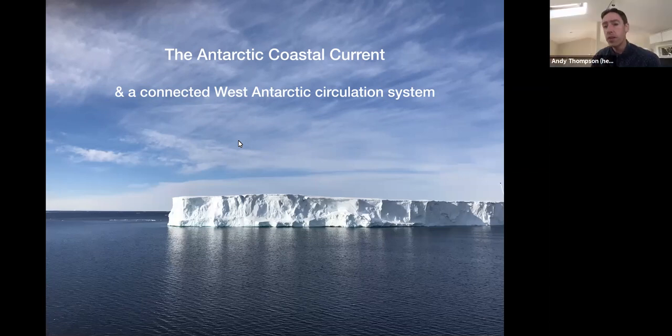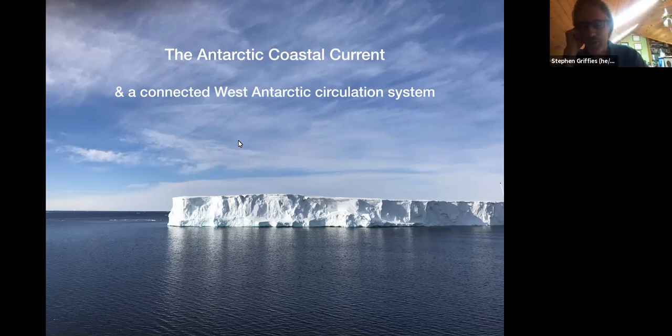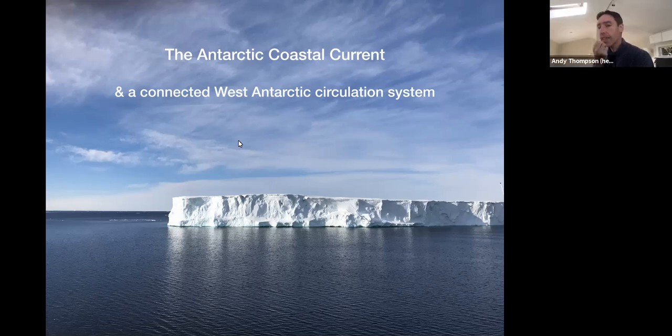Not the coastal current, but the slope current. I'm sorry, I was thinking you meant upstream. Okay, upstream. Yeah, I'm sorry, I always get it backwards. No, that's fine. So I think this will get at what I'm going to talk about now.